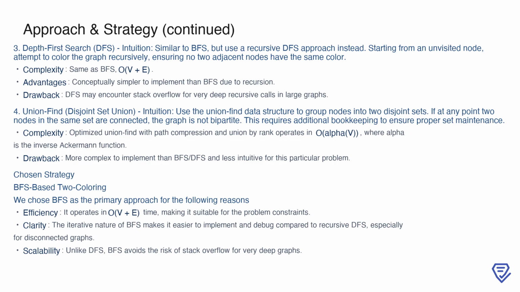In addition to BFS, we also examined the depth-first search, or DFS, approach. Like BFS, DFS attempts to color the graph while traversing it, ensuring no two adjacent nodes share the same color. The main difference here is that DFS relies on recursion, making it conceptually simpler to implement. The time complexity remains O(V + E), which is identical to BFS. However, DFS carries the risk of stack overflow for very deep recursive calls, especially in large graphs.